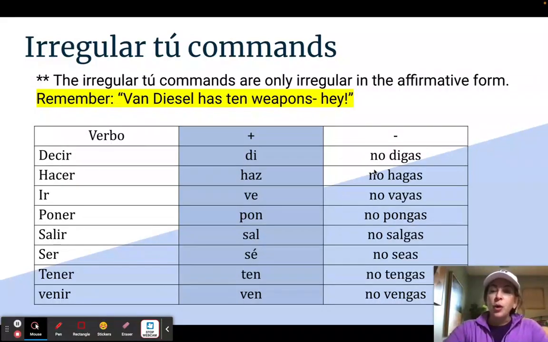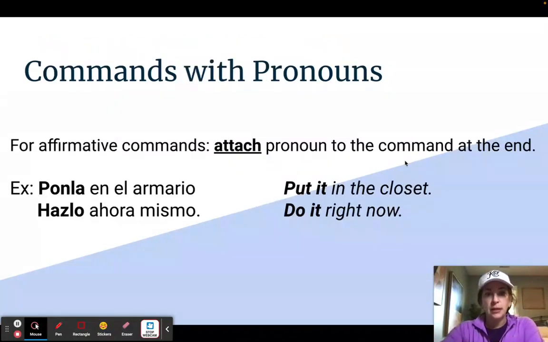Then the negative form is going to be the same thing. You go to the yo form, you take off the o, and then you add the opposite ending. So decir would be digo, take off the o, and then add the opposite ending. This is also in your grammar notes to refer to, but carrying on.